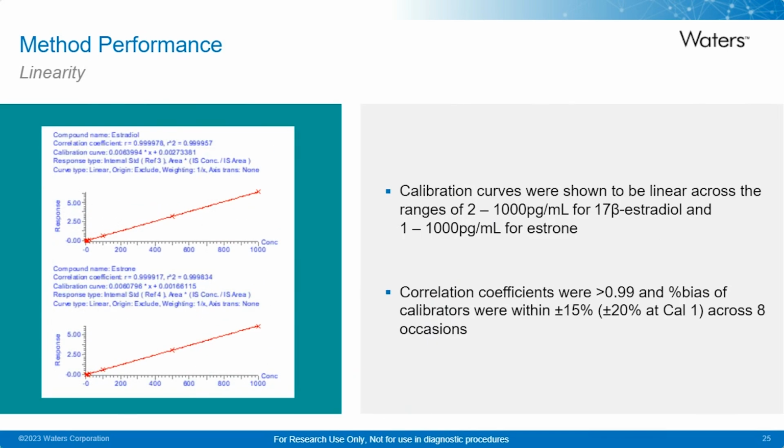Our calibration curves were all shown to be linear over the calibration ranges described, and they had correlation coefficients of greater than 0.99 and percent bias of within plus or minus 15% or plus or minus 20% for our calibrator 1 for estradiol and estrone, and this was across 8 different occasions.